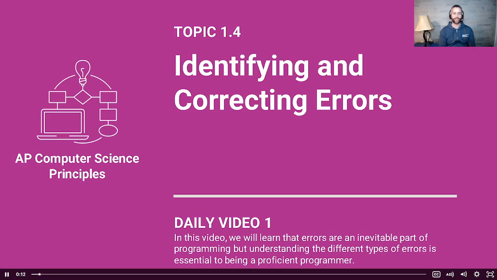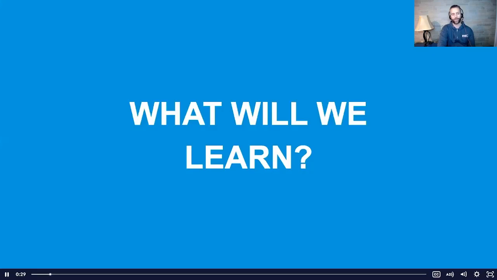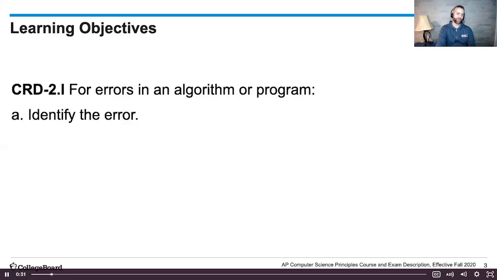This video is on topic 1.4, identifying and correcting errors. In this video, we'll learn that errors are an inevitable part of programming, but understanding the different types of errors is essential to being a proficient programmer. So specifically, what are we going to learn? Just one learning objective here, very simple. For errors in an algorithm or program, identify the error. So we want to be able to identify an error.